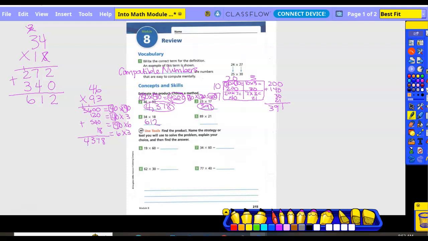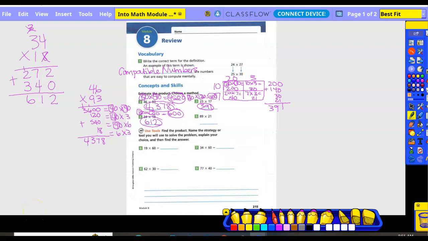We forgot to do our estimate. 34, is it closer to 30 or 40? 30 times 18, is it closer to 10 or 20? 20. So, put my 3, 2, 6 with 2 zeros. Are those probably right? Yes, because they're close.